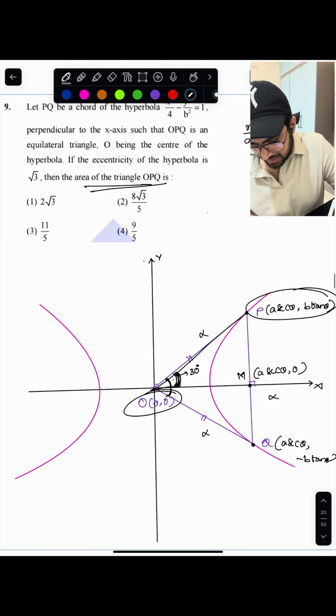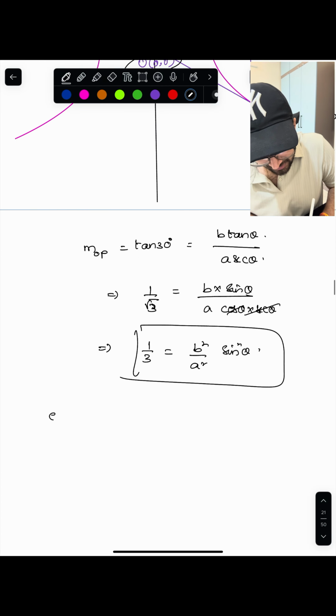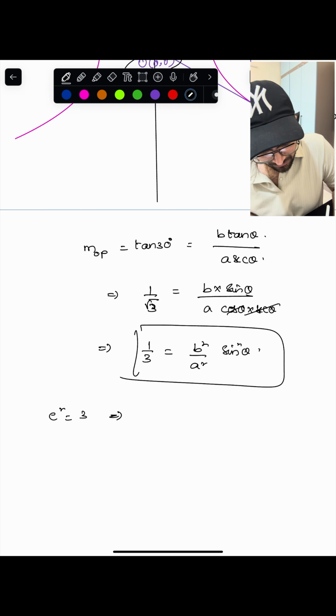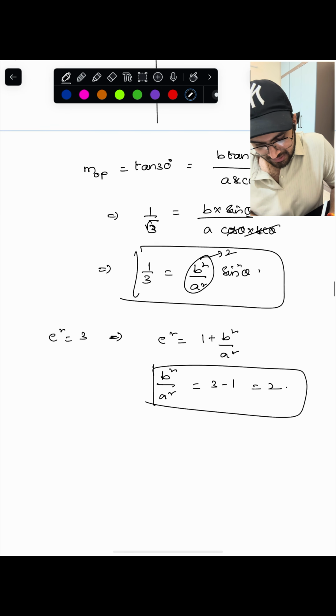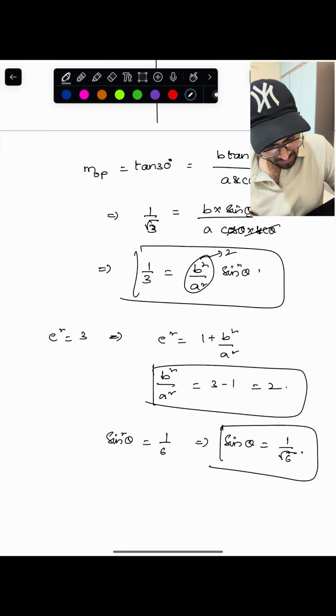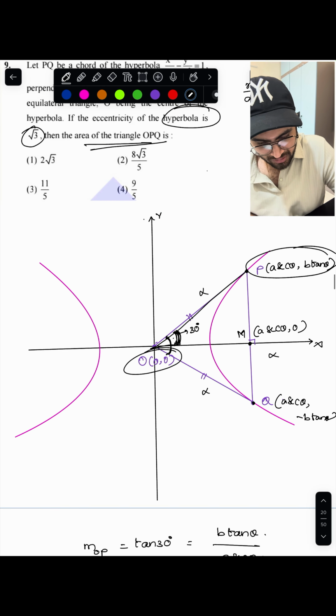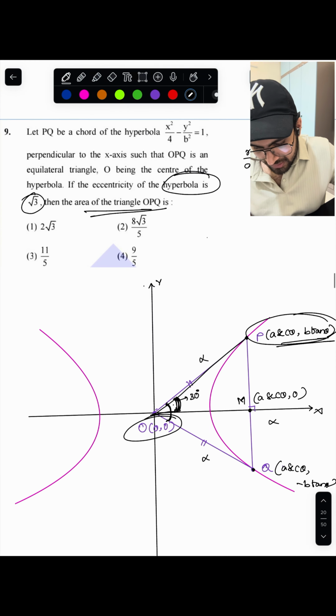Now, we already know that the eccentricity of the hyperbola is given as √3. So e square is 3. We already know the e square formula is 1 plus b square by a square. So b square by a square equals 3 minus 1, which is nothing but 2. Substitute this value over here. You will get sin square theta equals 1 by 6, which indicates sin theta is 1 by √6. It can be plus or minus, but here we are taking the first quadrant, that's why we are taking sin theta positive, right? So we got the eccentric angle also.